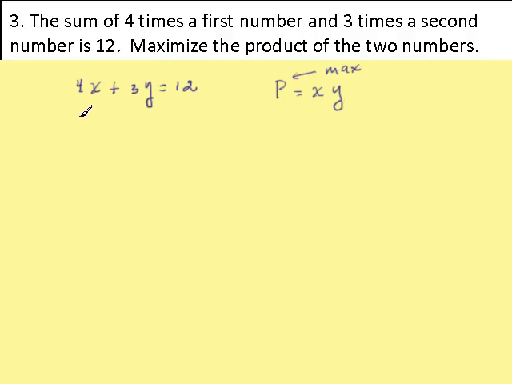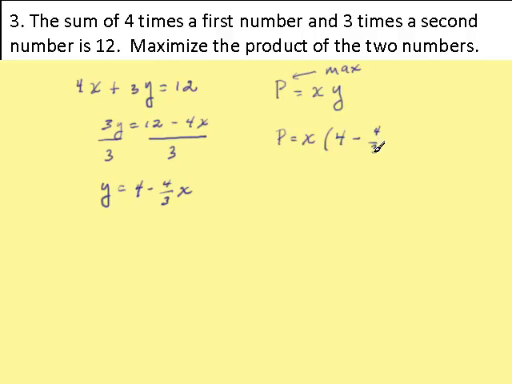All right, let's say we solve for y. So we have 3y is equal to 12 minus 4x, and just divide by 3. And we have y is equal to 4 minus 4/3 x. And we're going to put that in right here. So we have p is equal to x times 4 minus 4/3 x. Let's multiply that out because we're going to get ready to differentiate. So we have 4x minus 4/3 x squared. All right, now we're ready to take the derivative and set it equal to 0.